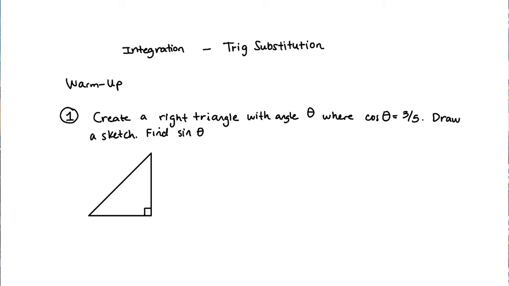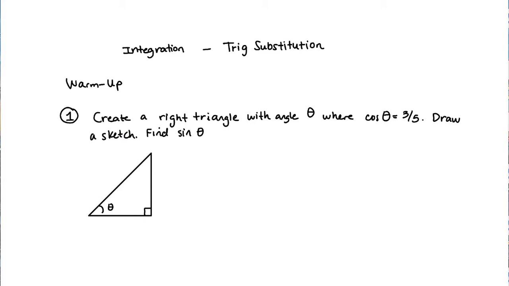So to get started, let's create a right triangle with angle theta where cosine theta is equal to 3/5. We're going to draw a sketch and then find sine theta. So let's make sure to label our angle theta on our right triangle. There's theta. And then we're going to set up this triangle so that cosine of theta is 3/5.